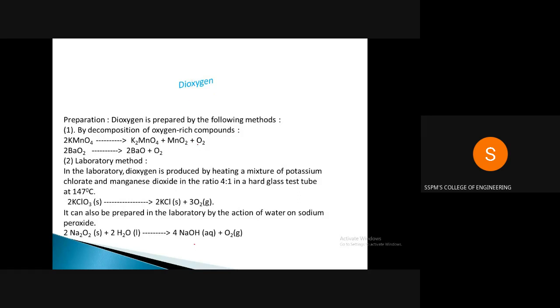Dioxygen means what? O2 is dioxygen. So dioxygen may be prepared by natural methods, but also by laboratory methods. In the laboratory method, dioxygen is produced by heating a mixture of potassium chlorate and manganese dioxide in the ratio of 4:1 in a hard glass test tube at 147 degrees Celsius.